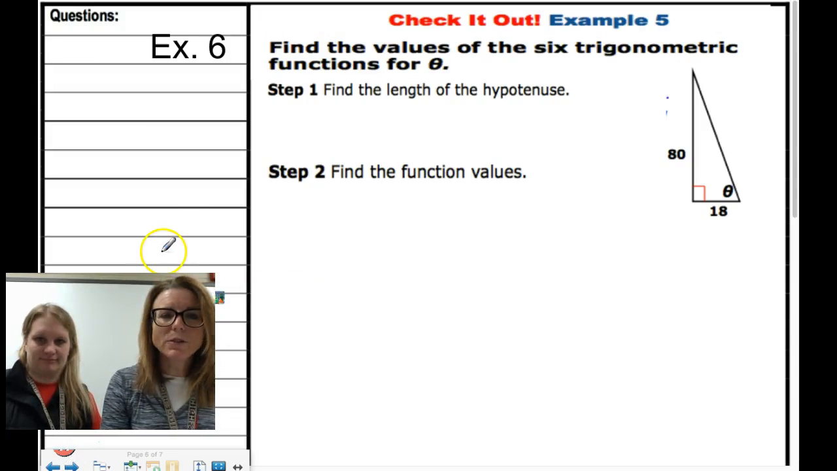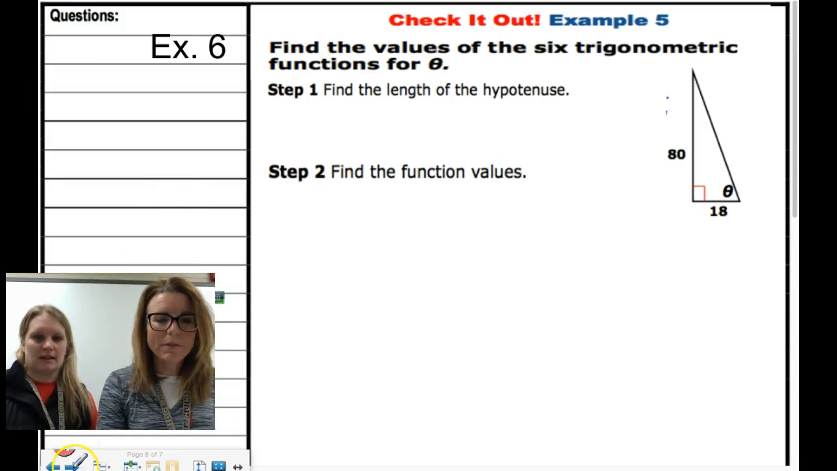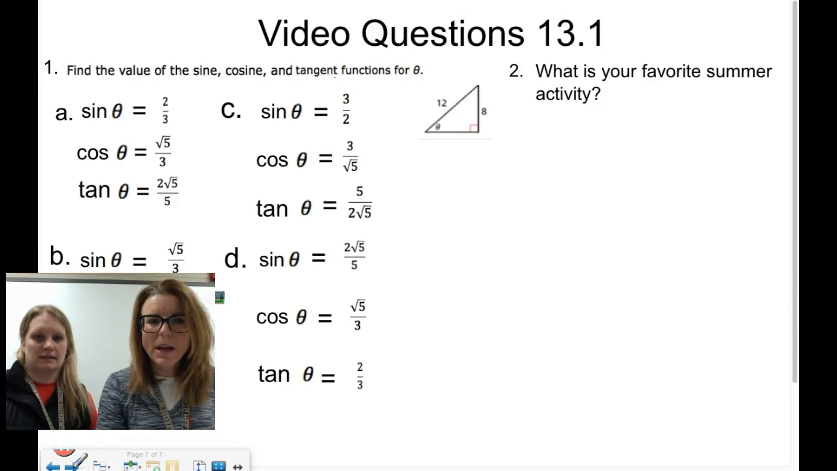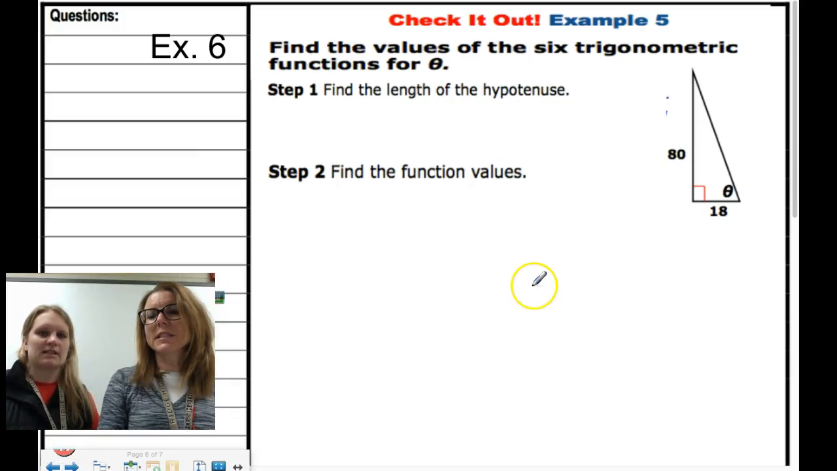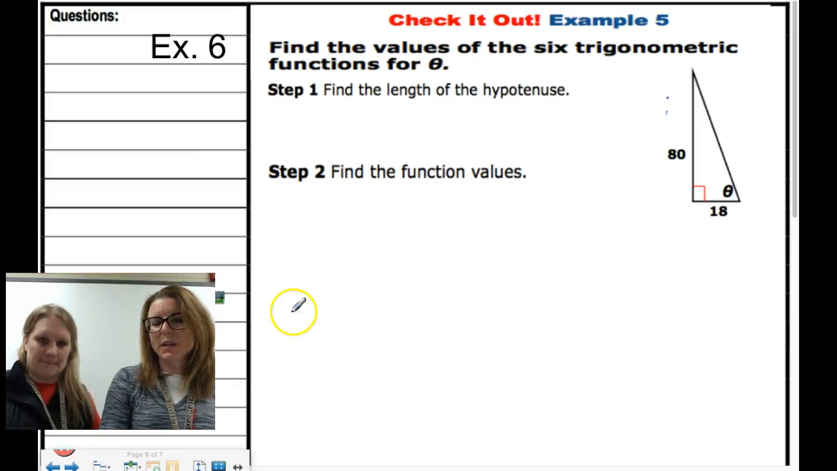On the next page, I just want to see what we all have here. Find the value of sine, cosine, tangent. That's pretty easy. So I'm wondering if we should just save this one and do this one in class.